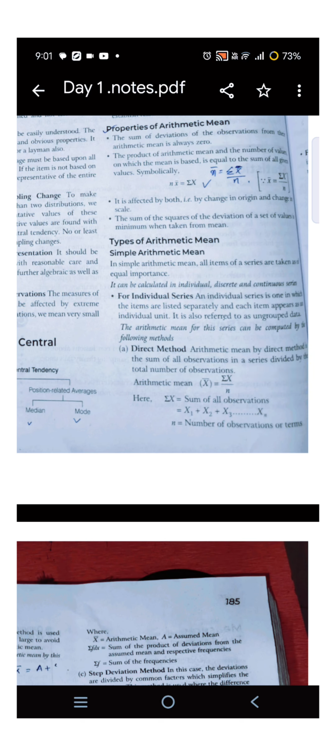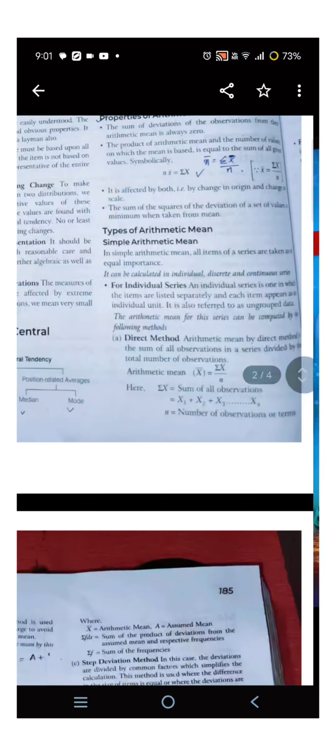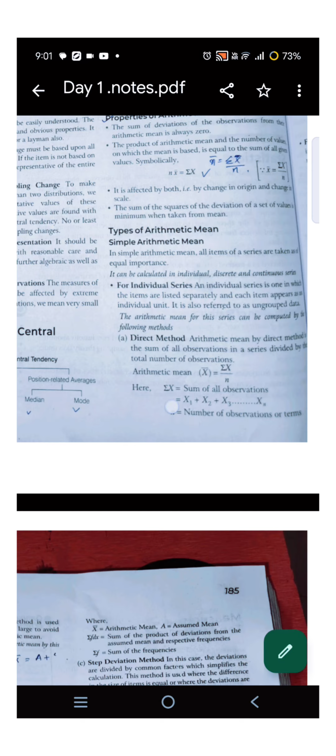An individual series is one in which items are listed separately and each item appears as an individual unit. It is also referred to as ungrouped data. The arithmetic mean of the series can be computed by the following methods: direct method, shortcut method, and step deviation method.